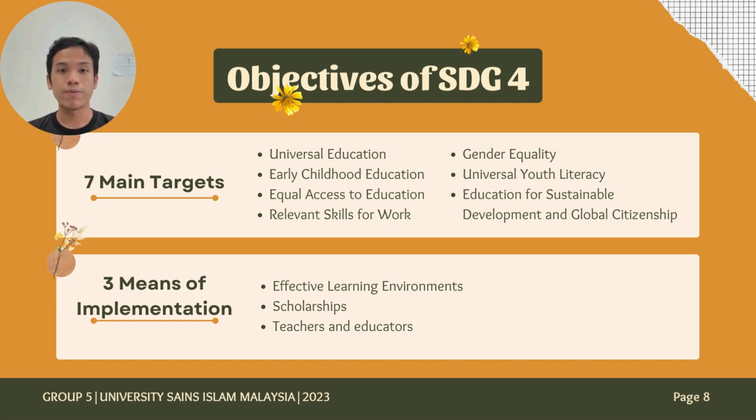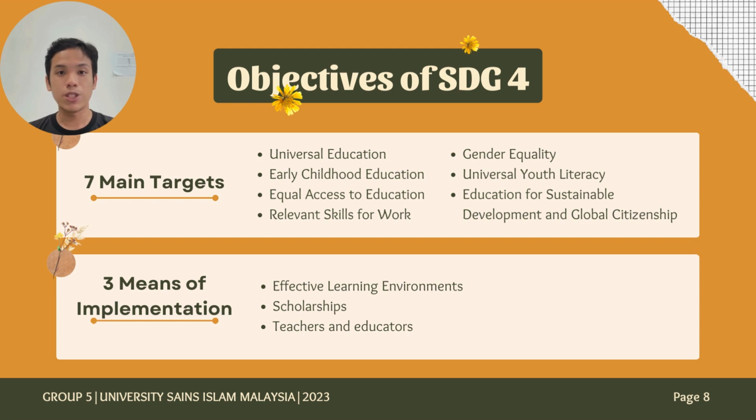The fifth one, gender equality. In this modern world, there should be no disparities between genders. With that in mind, UNESCO has specified that by 2030, all gender discrimination shall be eliminated in education to ensure everyone has an equal chance towards education.